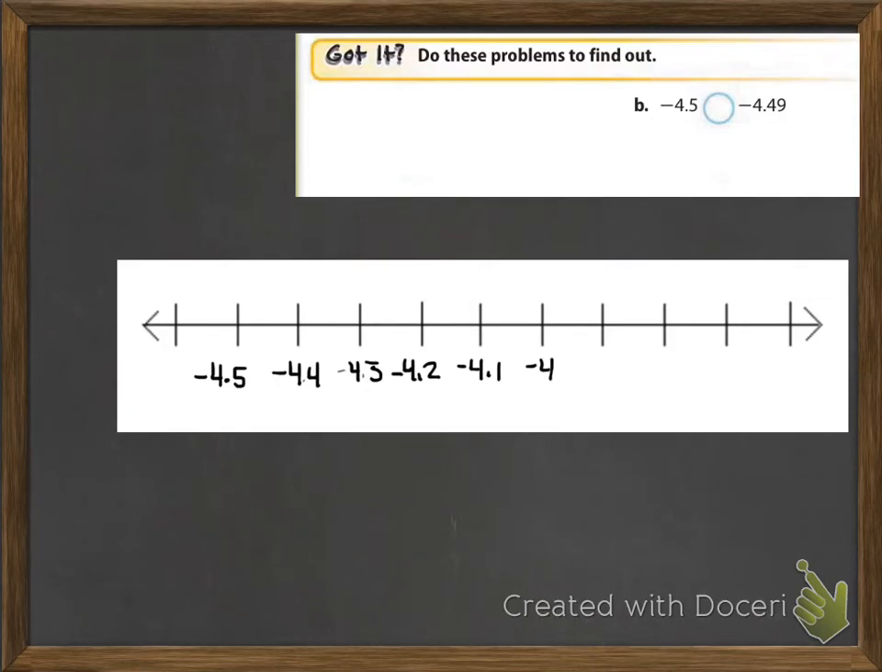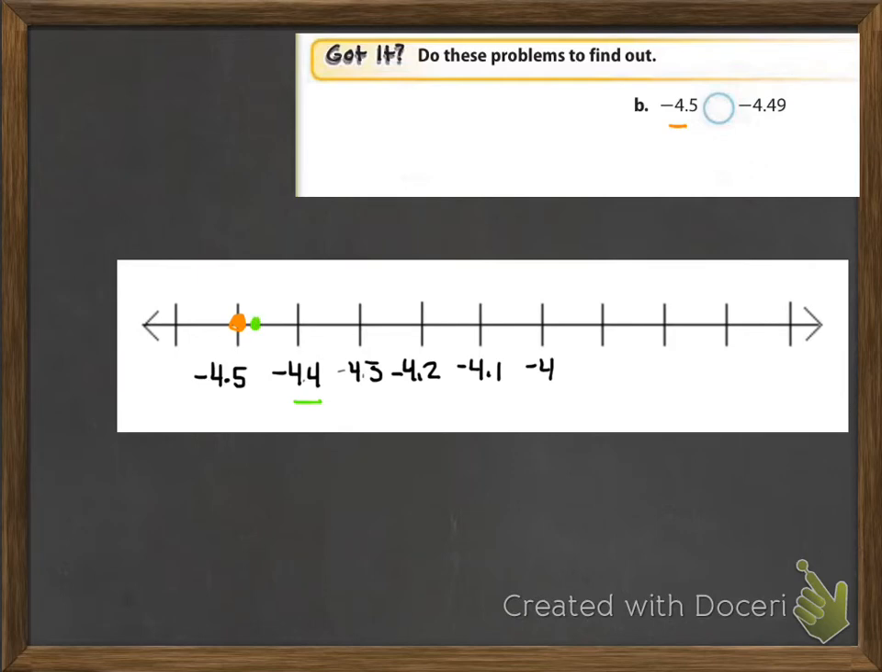So let's go ahead and first plot our point negative 4.5, which is going to be right here. So we'll plot that one there. And then we have negative 4.49. Now you want to keep in mind that this is negative 4.4 right here. So negative 4.41, 4.42, and so on. So negative 4.49 would fall just before negative 4.5.